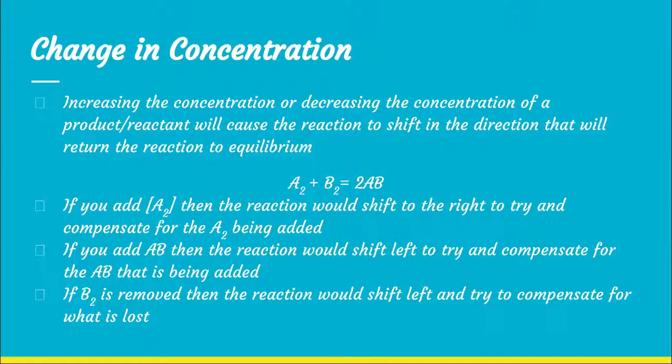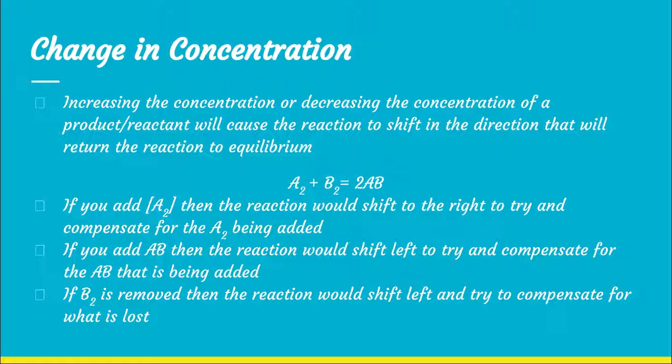Increasing the concentration or decreasing the concentration of a product or reactant will cause the reaction to shift in the direction that will return the reaction to equilibrium. Okay, it seems like I'm talking really fast, and I'm sorry about that. And it's pretty self-explanatory. So if the concentration of a product or reactant increases or decreases, it will cause a change from equilibrium, and thus the reaction will have to be shifted in some way, shape, or form.